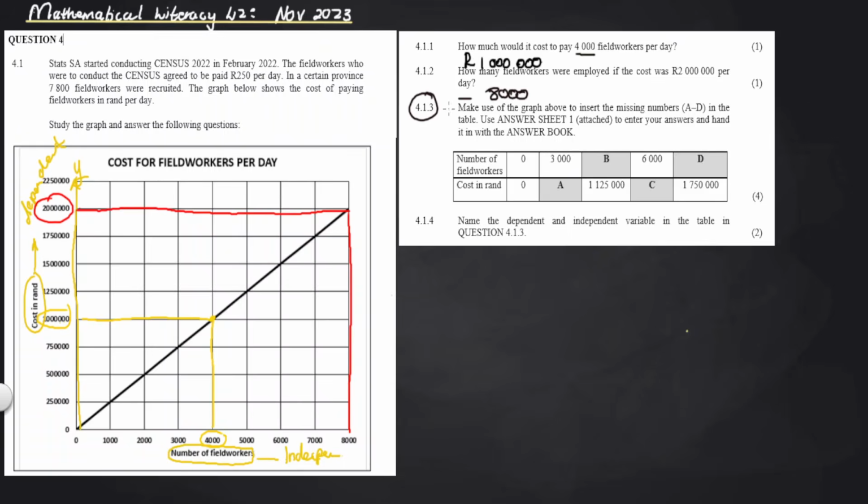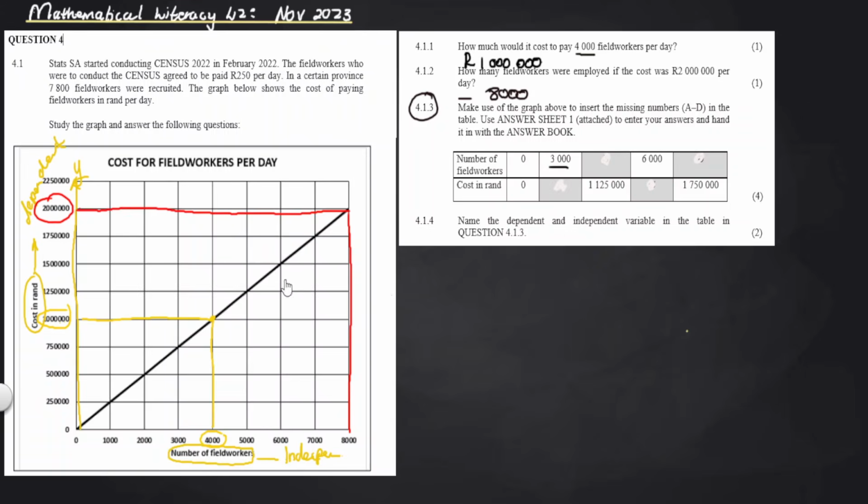Then 4.1.3: make use of the graph above to insert the missing values A to D in the table. Use answer sheet number 1. Let me erase A, this one, this one, and this one. We're just going to use this table as answer sheet number 1 here too. We just have to go through the graph and read off our values.